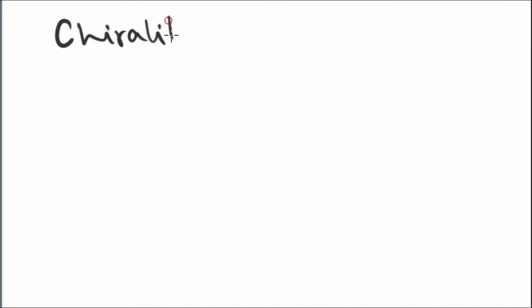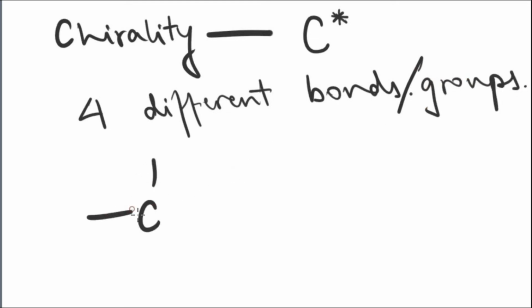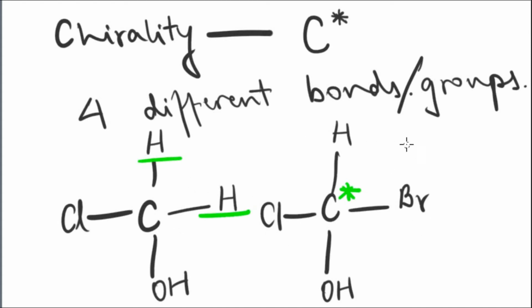Now I want to tell you something about chirality. There are some molecules called chiral compounds which have a chiral carbon, and this is denoted by an asterisk next to the carbon in the compound. So what does it mean? It means a chiral carbon has 4 different bonds or 4 different atoms. For example, between these 2 structures, which one would be chiral? You can see that this compound has a chiral carbon and is a chiral compound because of the 4 different types of bonds.